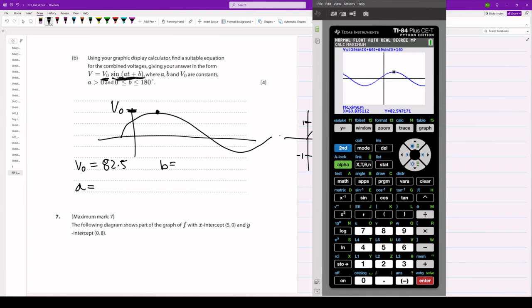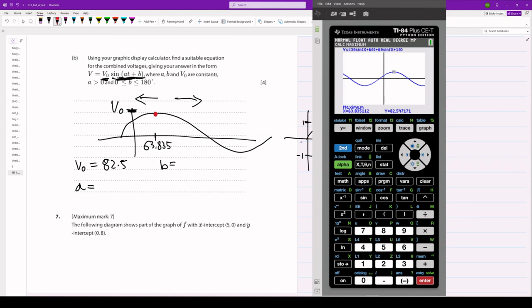Okay, B determines how much left or right it goes. So the x value, you can still see it on your screen actually. The x value is 63.835, and it's supposed to be at 90. This spot here, this red dot, whoops, this red dot is the same as this red dot. It's at the same point of the graph, so they should be in the same place.